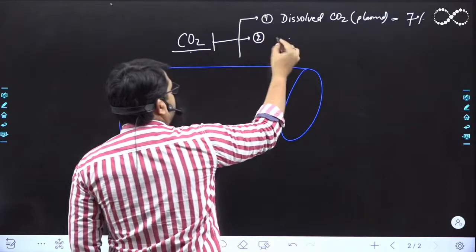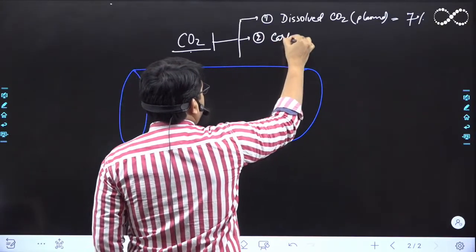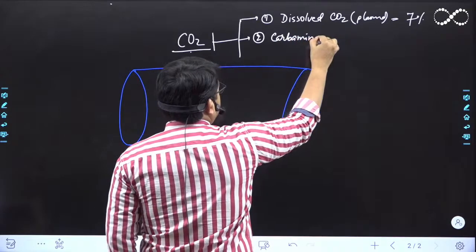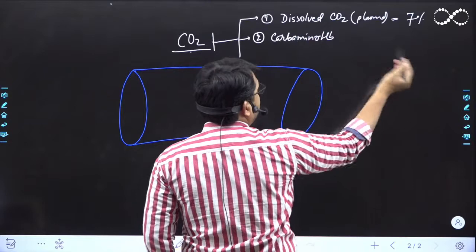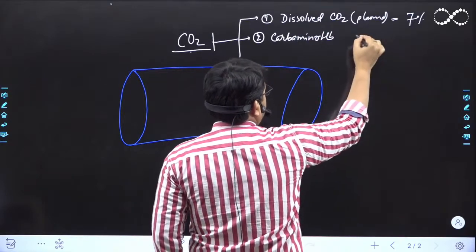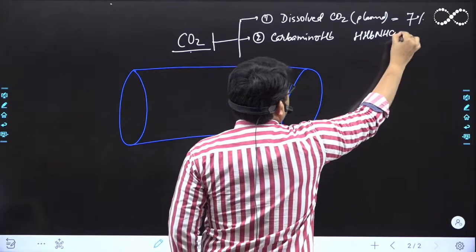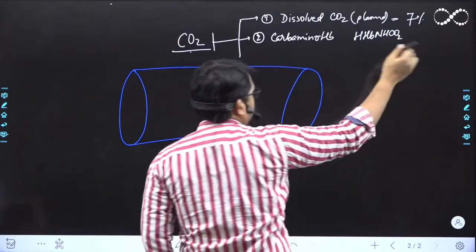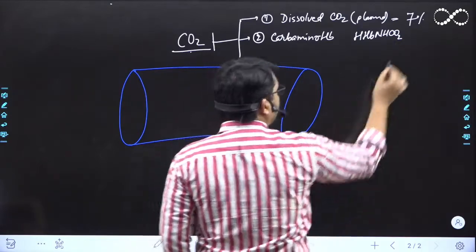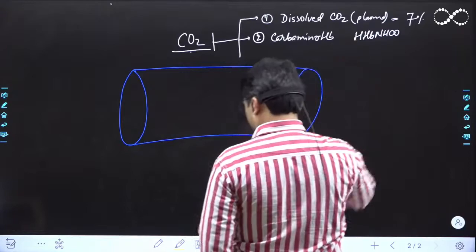Secondly, it can be transported by the hemoglobin in the form of carbaminohemoglobin. Okay, carbaminohemoglobin. So it is something like HHbNHCO2, sorry, CO, just CO. Okay, so something like this is formed. This is called carbaminohemoglobin.